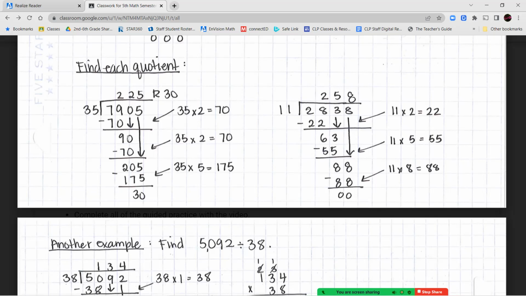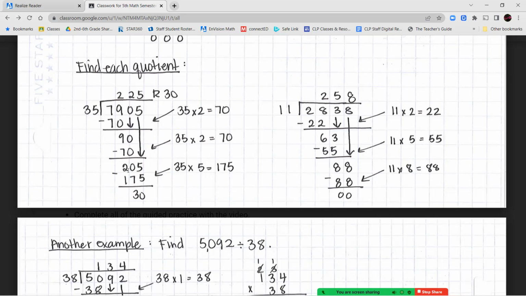Then I drop my next digit, which is a 0. So now I have to think, 35 goes into 90 how many times? Well, again, we can only go 2 times. 35 times 2 will get us to 70, because 35 times 3 is going to take us up to 105, and that's too far. So 35 times 2 is 70. Subtract the 70 from the 90. I'm left with 20. Then I drop my 5.